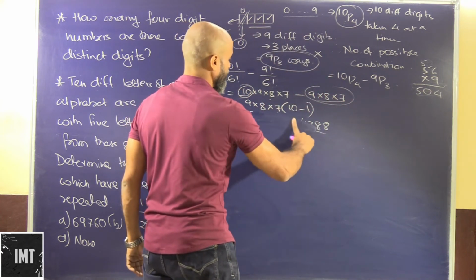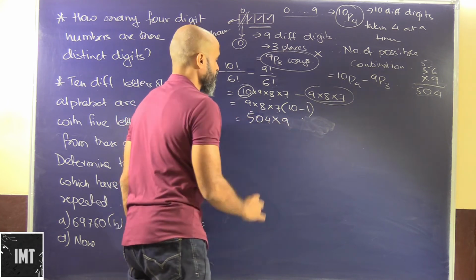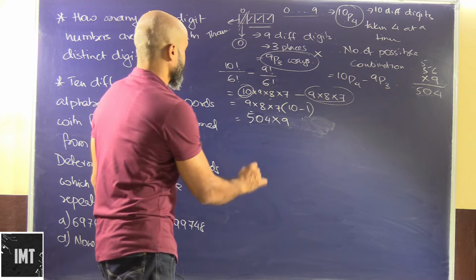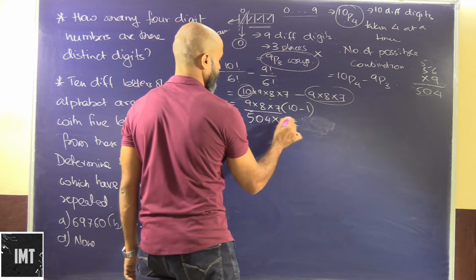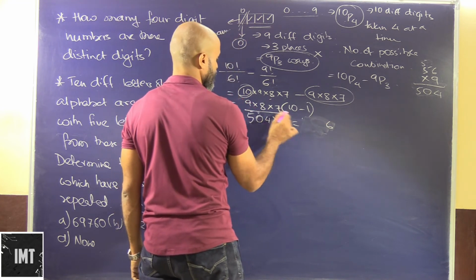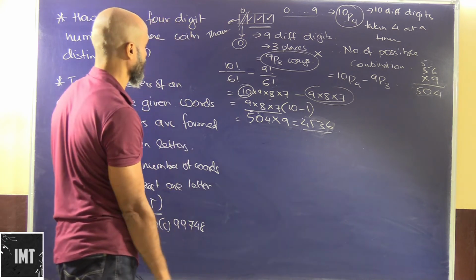So this will be 504 into 9. 9 into 8 into 7 is 504. 504 into 9, that will be 4 9s are 36, 0 9s are 0, 3, 9 5s are 45. Okay, approximately this amount.